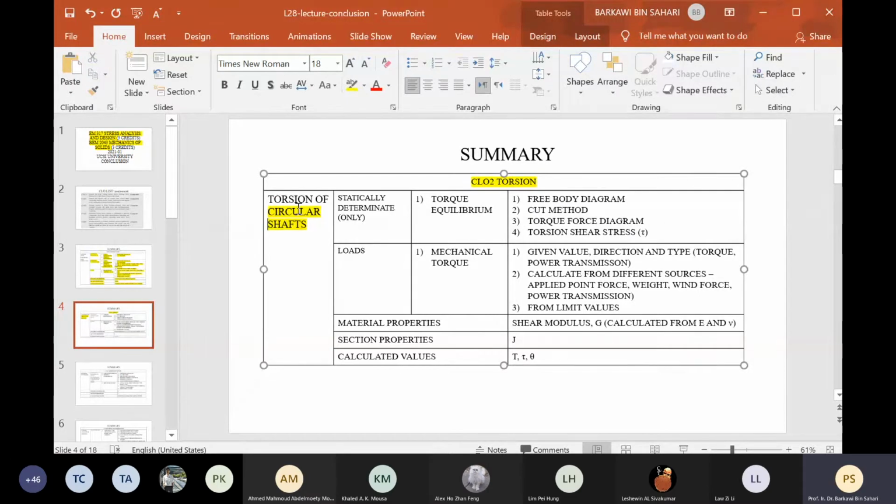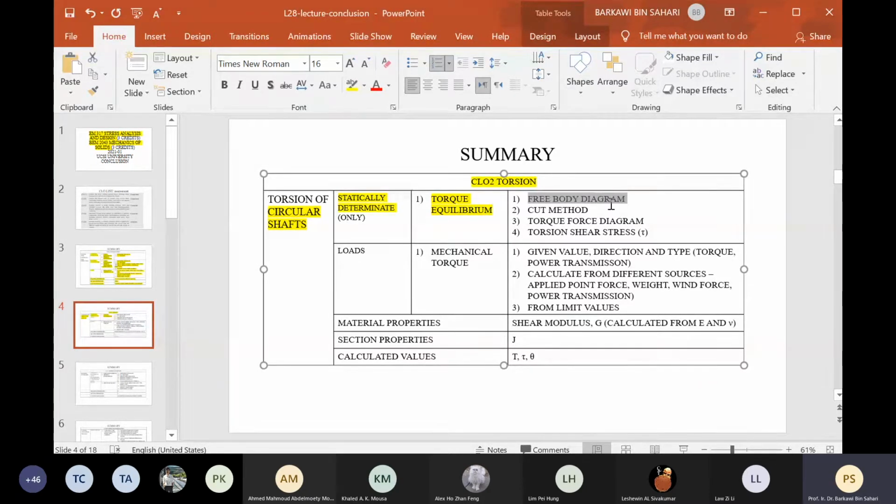So this one you have to know in detail. Torsion of other cross section, I think you can read up in your textbooks and so on. For this one, it's statically determinate only, so that doesn't cover indeterminate cases. It is torque equilibrium, which is equivalent to force equilibrium, also by cutting method.